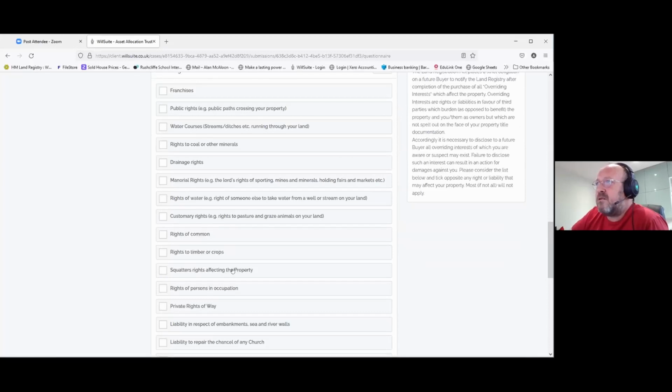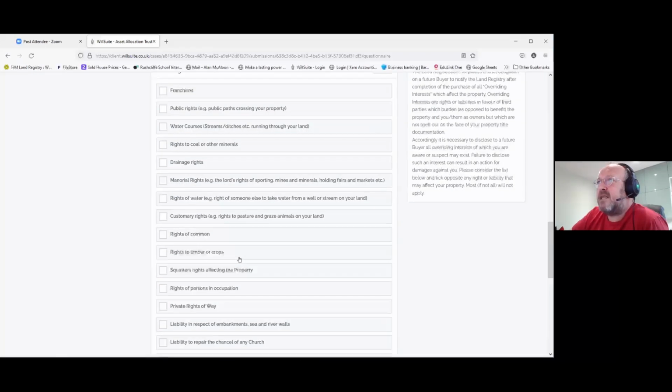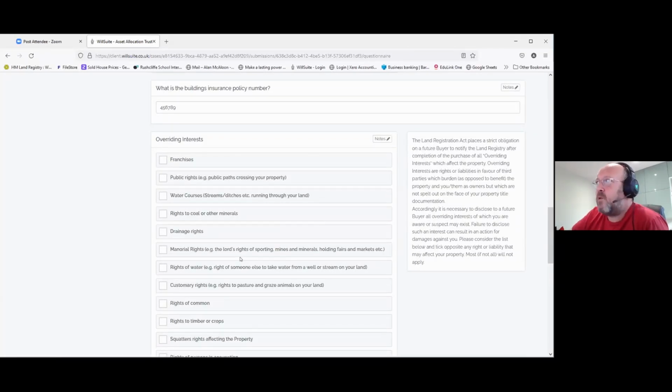These aren't optional, but they very rarely get any ticks in it. It doesn't affect anything that we do. It's just a legal requirement that we ask.